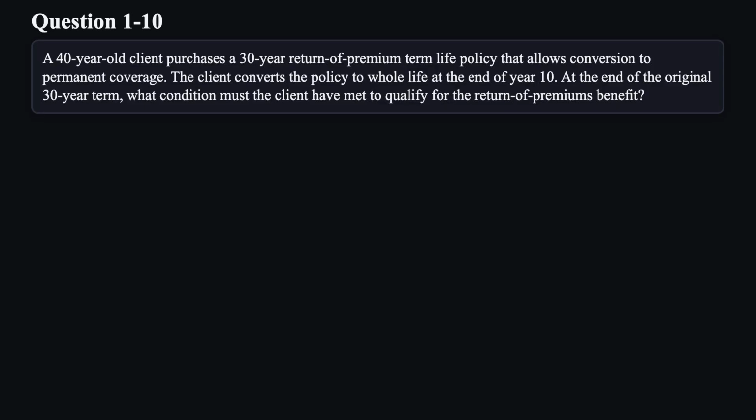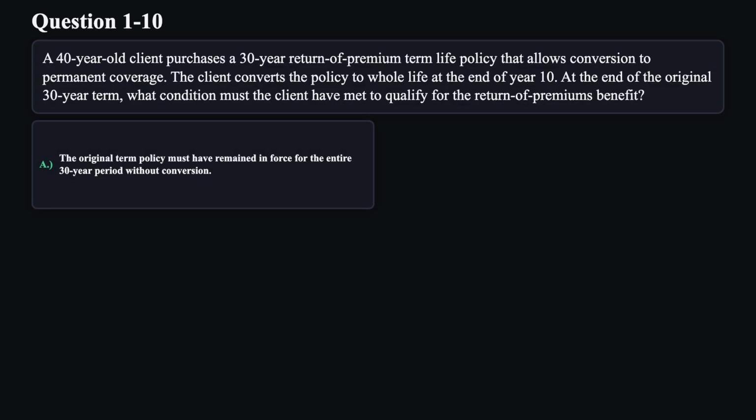Question 10. A 40-year-old client purchases a 30-year return of premium term life policy that allows conversion to permanent coverage. The client converts the policy to whole life at the end of year 10. At the end of the original 30-year term, what condition must the client have met to qualify for the return of premiums benefit? A. The original term policy must have remained in force for the entire 30-year period without conversion.